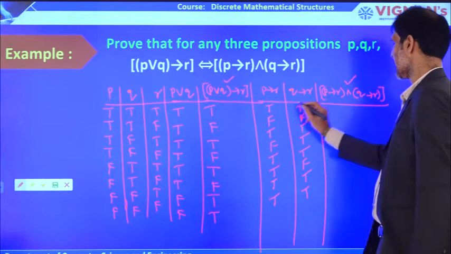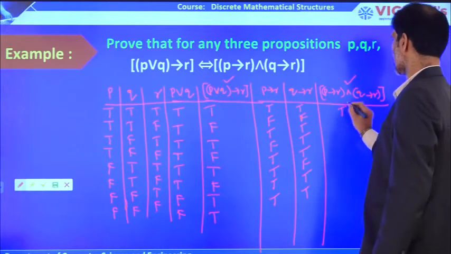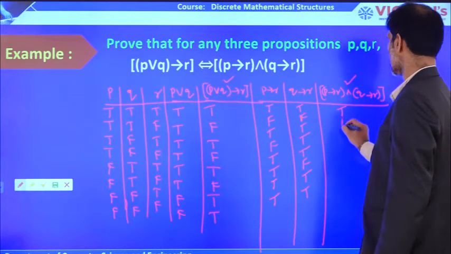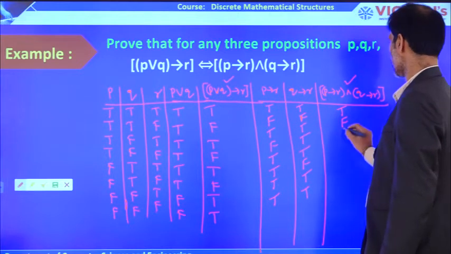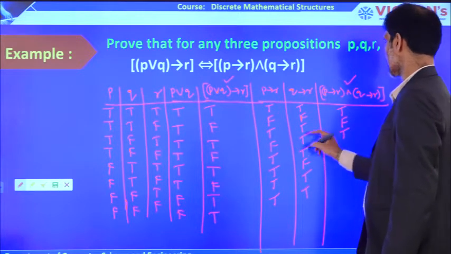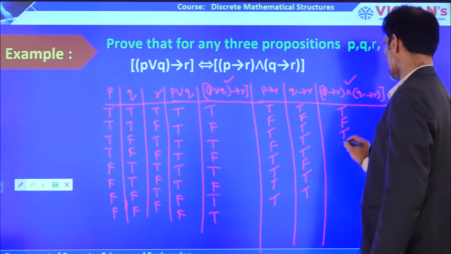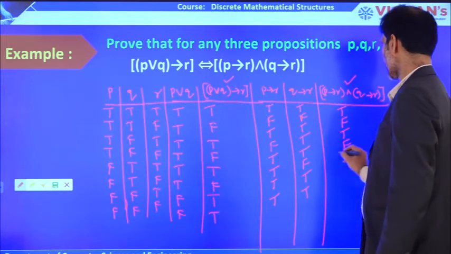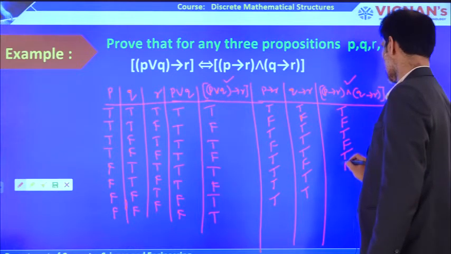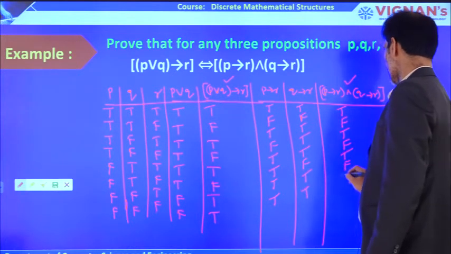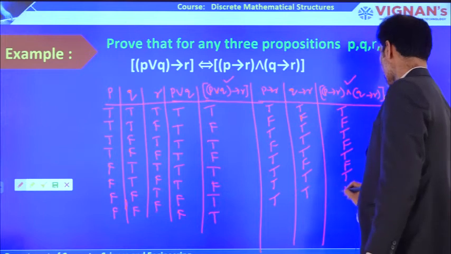Now take the conjunction of these. True and true, true. False and false, you will get false. True and true, you will get true. False and true, you will get false. True and true, you will get true. True and false, you will get false. True and true, you will get true. True and true, finally true.